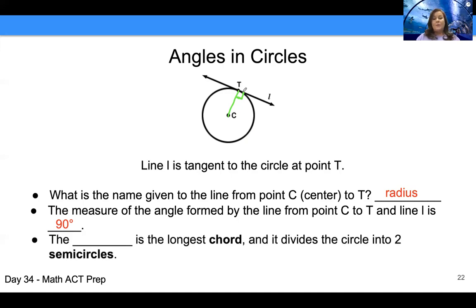And then the last one is asking, it's a little off topic here, but what is the longest chord that divides the circle into two semicircles? That's our diameter. It goes through the center and it will be the longest chord on any circle.